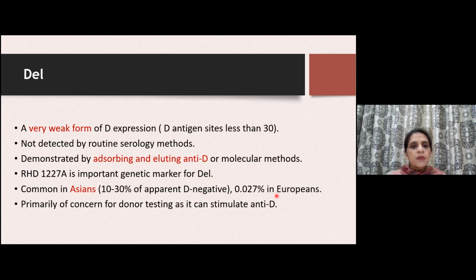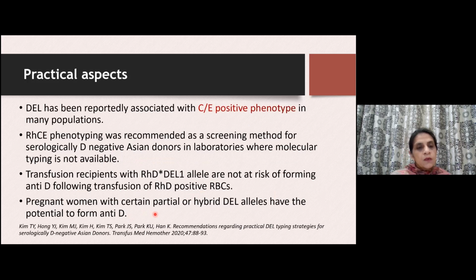This DEL is primarily a concern for donor testing, as it can stimulate anti-D if DEL blood is transfused to a D negative individual. If we look at certain practical aspects, recently authors have reported that DEL is associated with the CE positive phenotype in many populations, and so they recommended RHCE phenotyping as a screening method for serologically D negative Asian donors in laboratories where it is not feasible to do molecular typing.